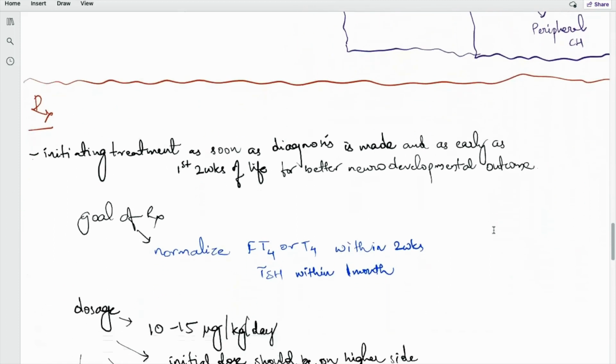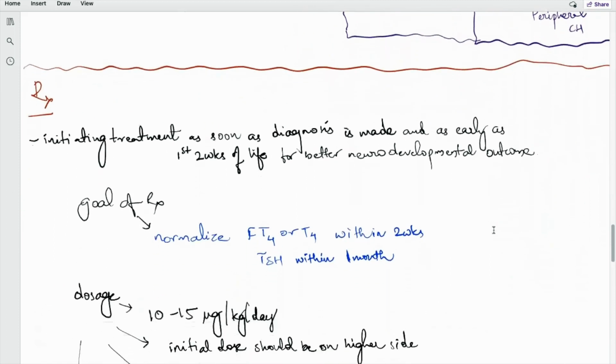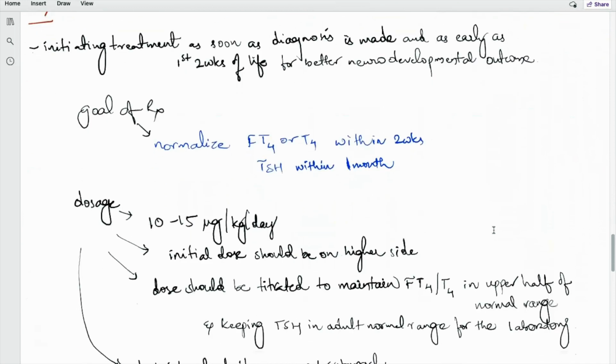Next, treatment. We should initiate treatment as soon as the diagnosis is made, and as early as the first 2 weeks of life, to have a better neurodevelopmental outcome. The goal of the treatment is to normalize free T4 or T4 within 2 weeks and TSH within 1 month. We should expect free T4 and T4 to return to normal by 2 weeks and TSH to return to normal by 1 month.